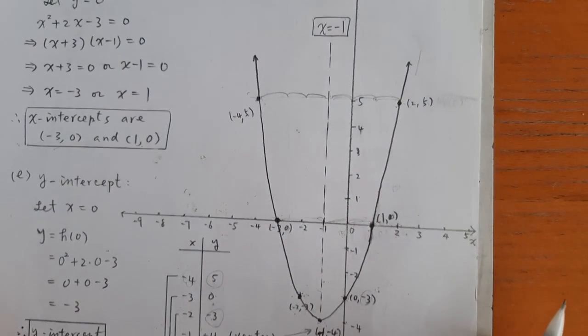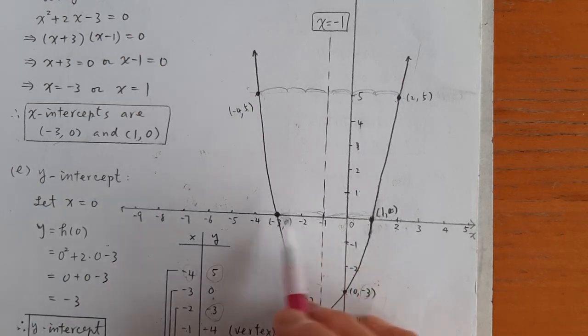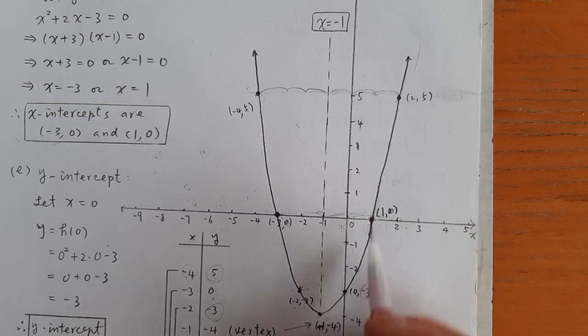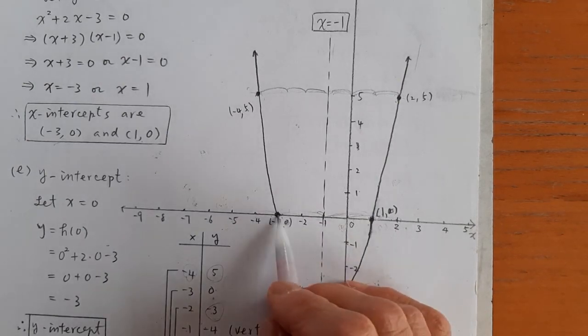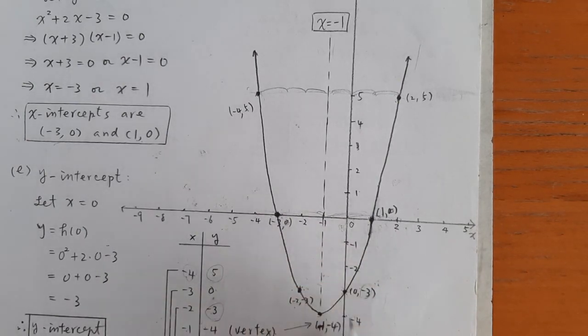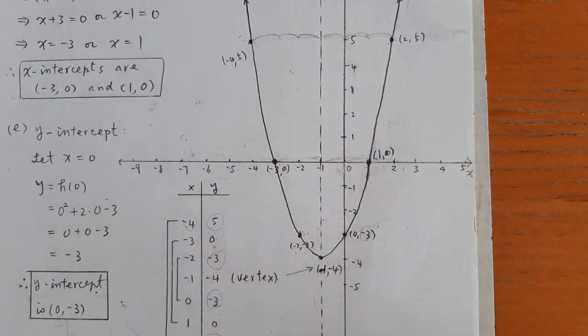Make a parabola. Open upward. This minimum point, the function value minimum, the lowest one, is the vertex. The axis of symmetry is x equal -1. The 2 points are the x-intercepts. And this point is the y-intercept. And those need to be labeled.